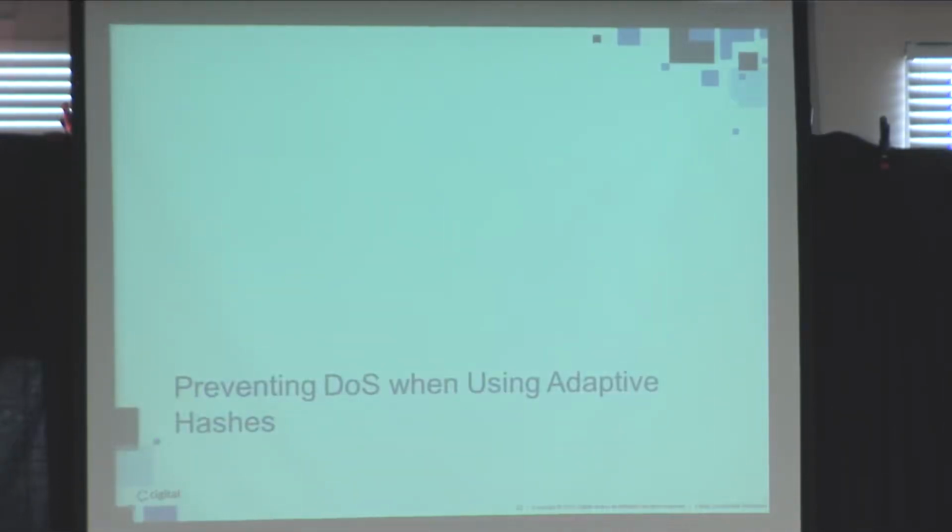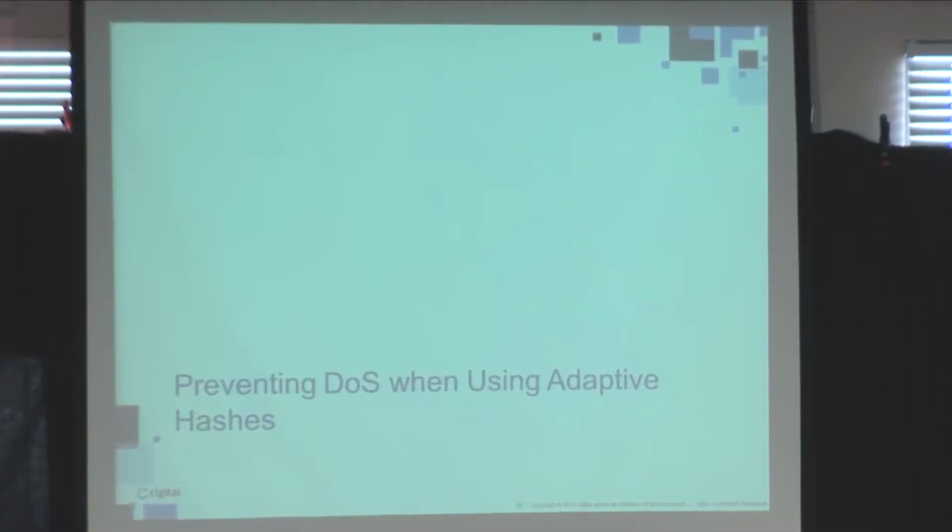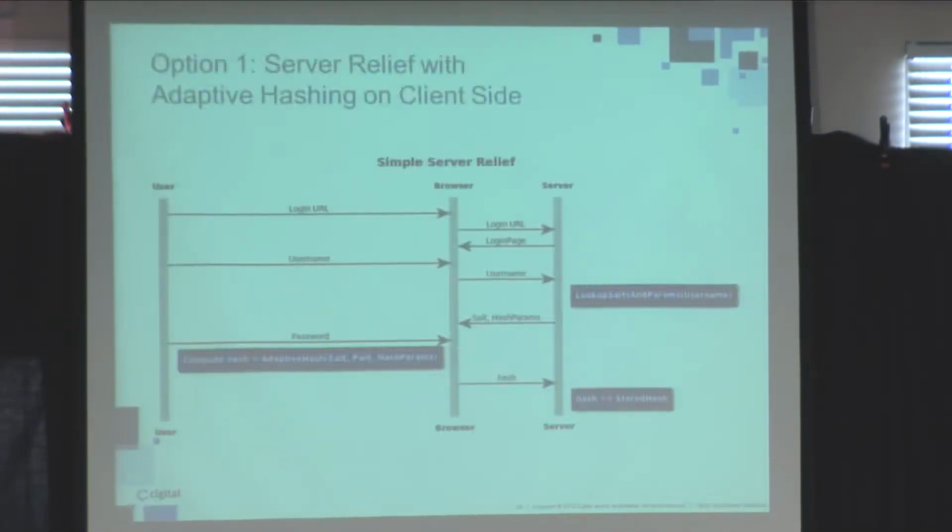So how do we prevent the denial of service attacks when we're using adaptive hashes? How do we make sure that an attacker can't just bring our server down? Well, we're going to take a look at 5 different approaches. The first approach is the more straightforward approach. We just move all the hashing to the client side.